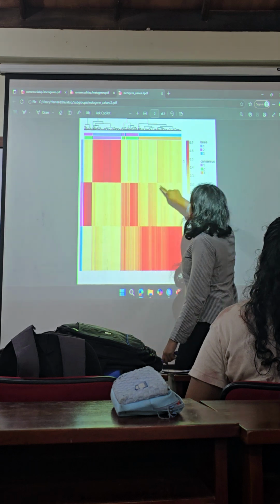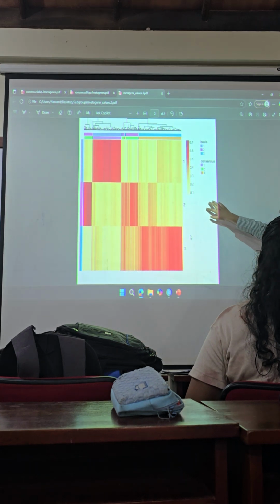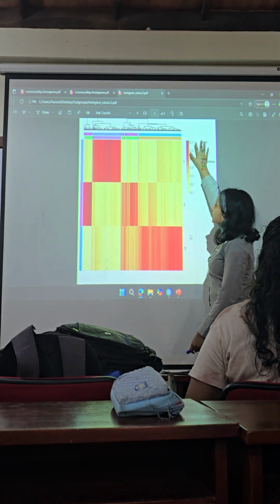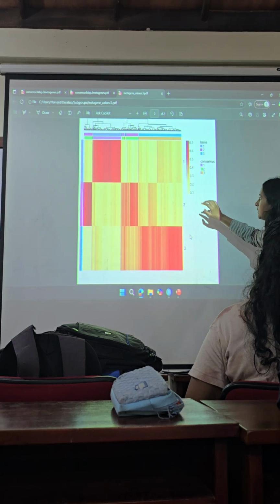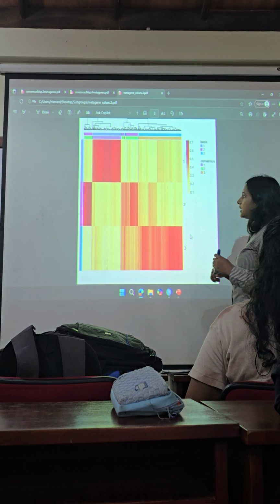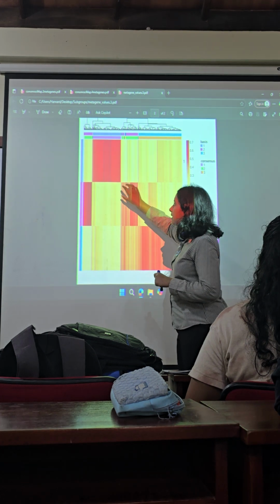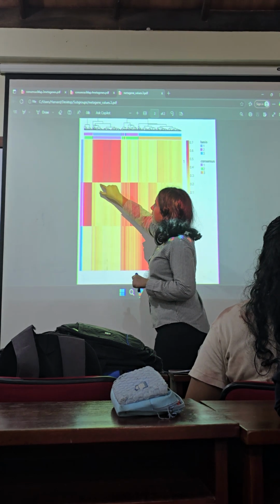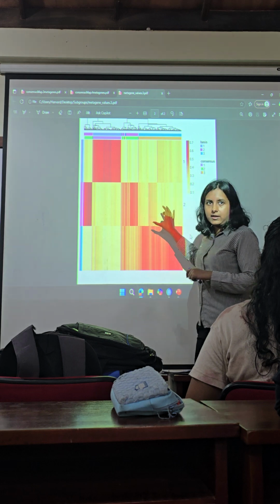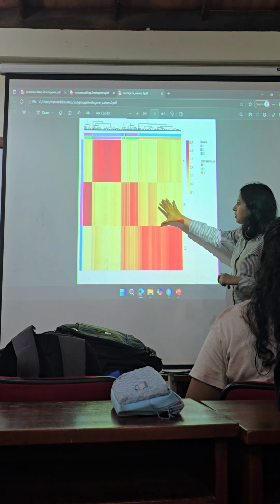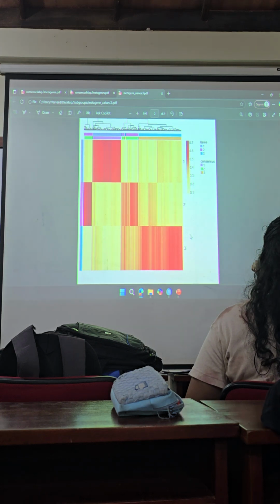So these are the meta genes, right? So the meta gene expression, if it is high, you get this red color, and if it is low, you get the yellow color, right? So if they were actually well defined, you would get three separate red areas in each row which do not overlap.